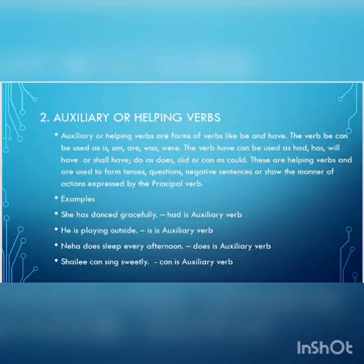For example, she has danced gracefully. Has here is an auxiliary verb. He is playing outside. Is is an auxiliary verb. Neha does sleep every afternoon. Does here is an auxiliary verb. Shaili can sing sweetly. Can here is an auxiliary verb.